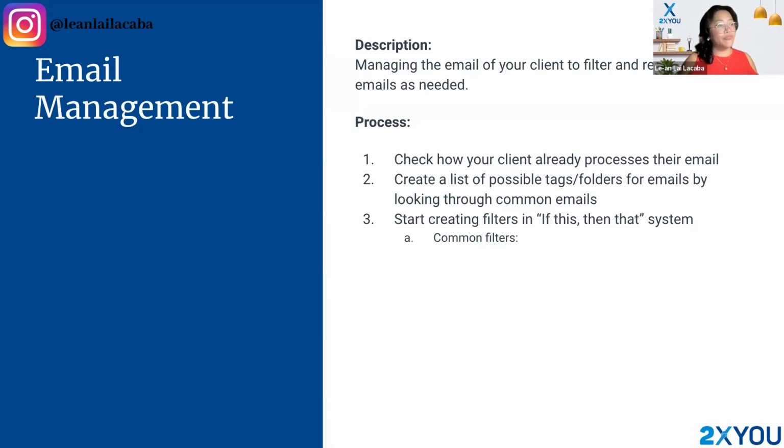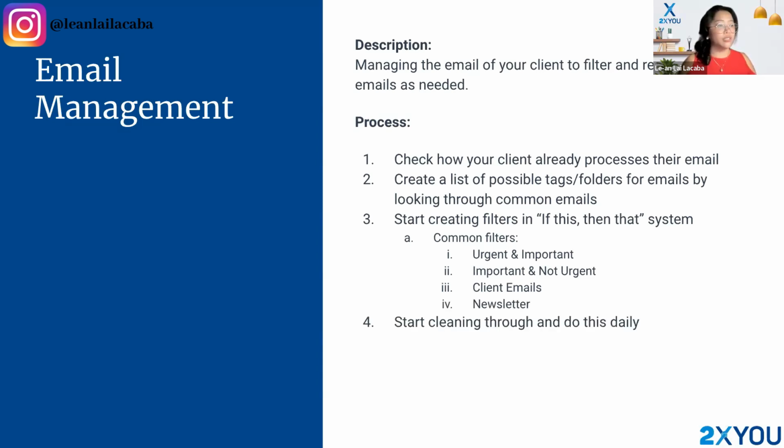So for example, common filters: what are the emails that are usually urgent and important? What are the emails that are important but not urgent? They need to look at it, but not right away. What are client emails? What are newsletters or subscriptions? Then you can start cleaning through and doing this daily, so you're always filtering. If you're using tools like Gmail or Outlook, you can create auto filters that automatically put a label on it. So you don't actually have to do a lot of work. You just have to double check it. And then you can start going through and cleaning this daily.